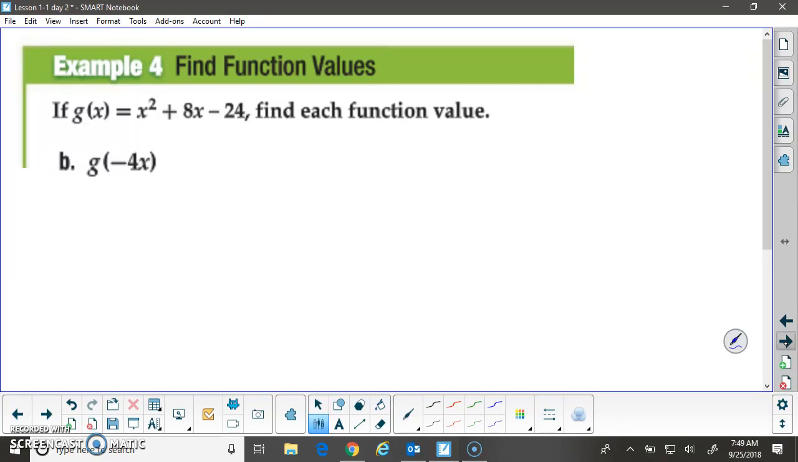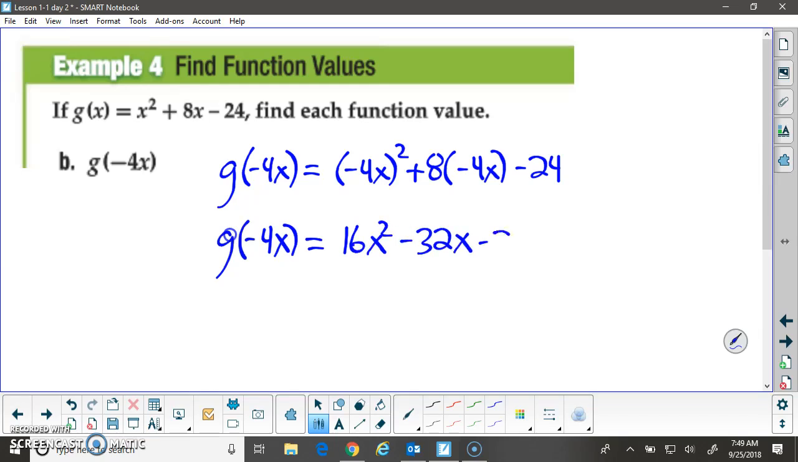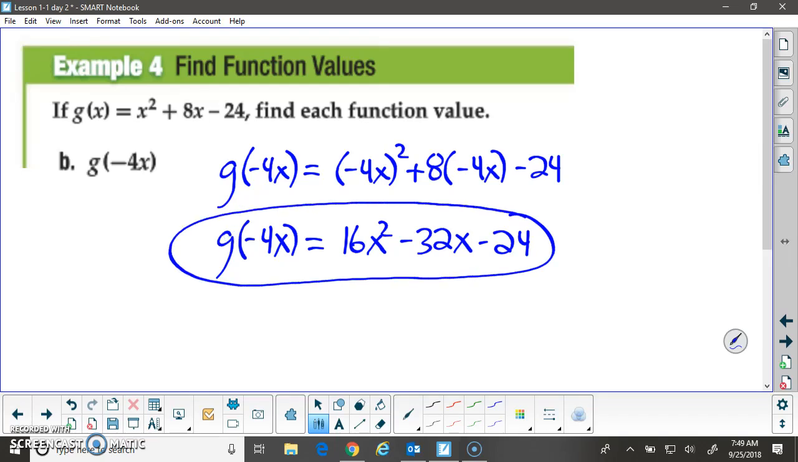Part B is a little bit more challenging because we're not just putting in a numeric value, we're putting in a variable expression. So we're going to have to put negative 4x into this function. Just a matter of using order of operations properly. We'd get 16x squared minus 32x minus 24. And that would be your solution, not just a number like 60, but instead it's a variable expression.